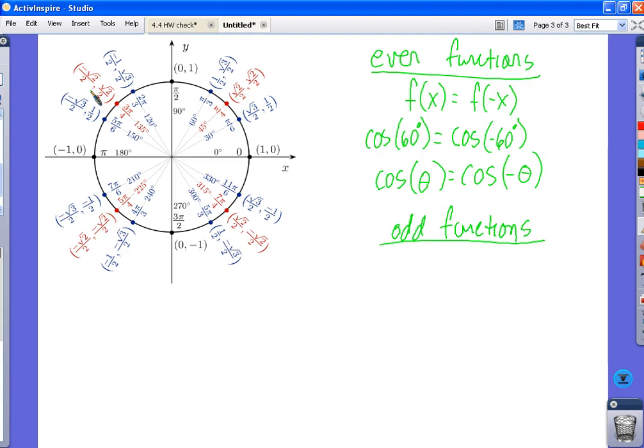How about let's look at the sine. If we go to positive 30, what's the sine? 1/2. If we go to negative 30, what's the sine? Negative 1/2. So they're opposites. That's nice. So for sine, is the sine of theta equal to the sine of negative theta? What is it equal to?